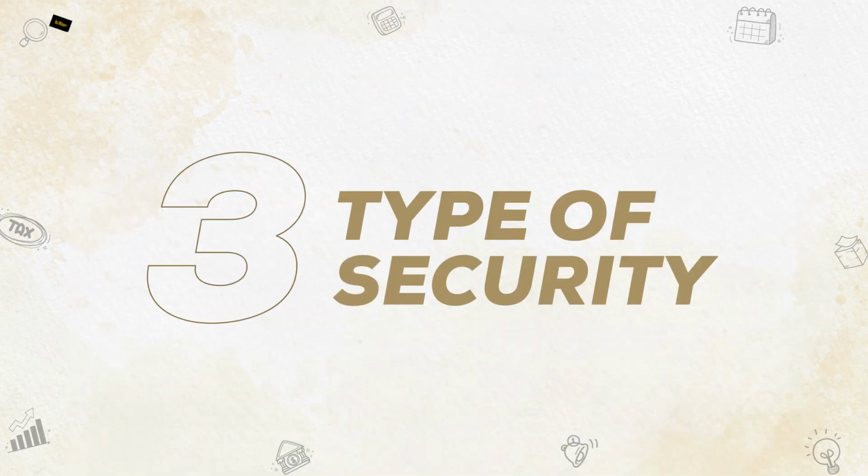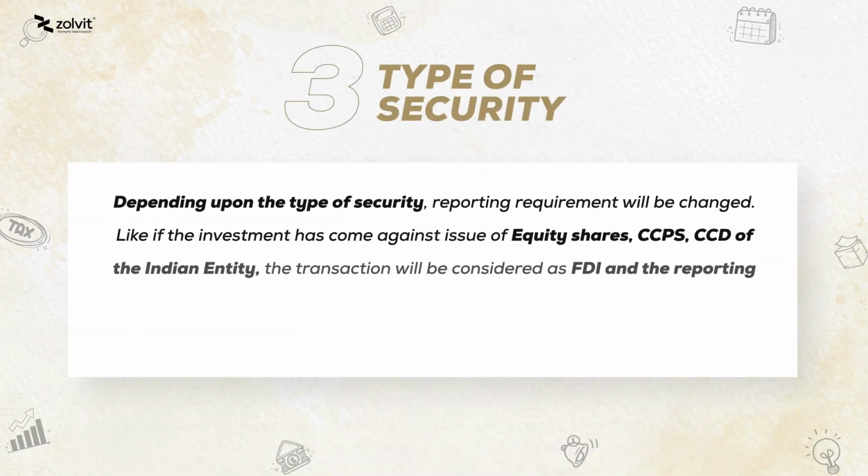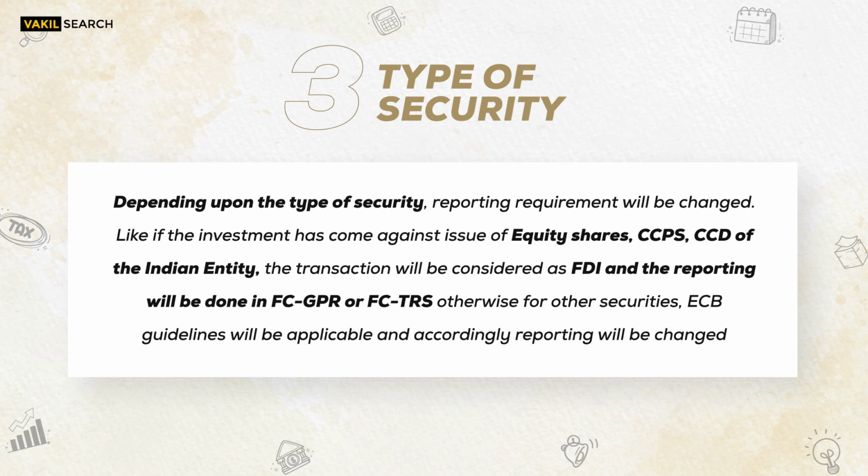Number 3 is type of security. Depending upon the type of security, the reporting requirement will change. Like if the investment has come against the issue of equity shares, CCPS or CCD of the Indian entity, the transaction will be considered as FDI and the reporting will be done in either FC-GPR or FC-TRS. Otherwise, in case of other securities, ECB guidelines will be applicable and accordingly the reporting will change.